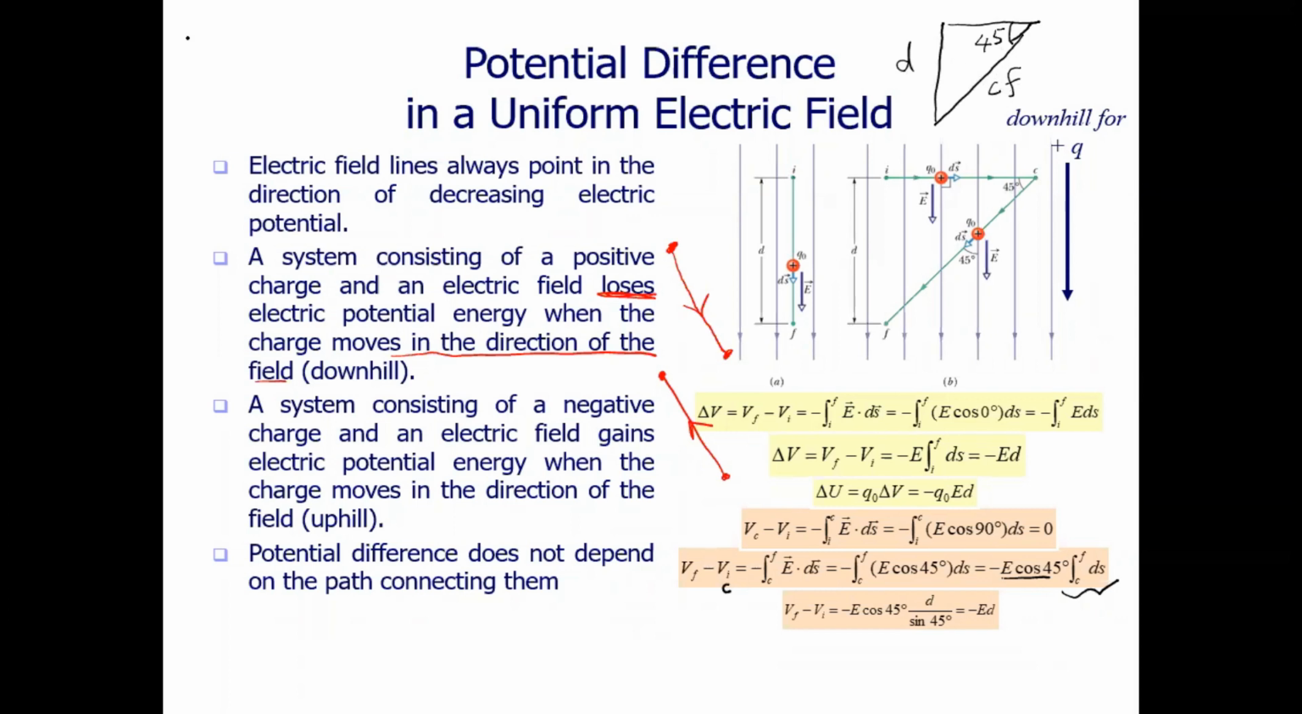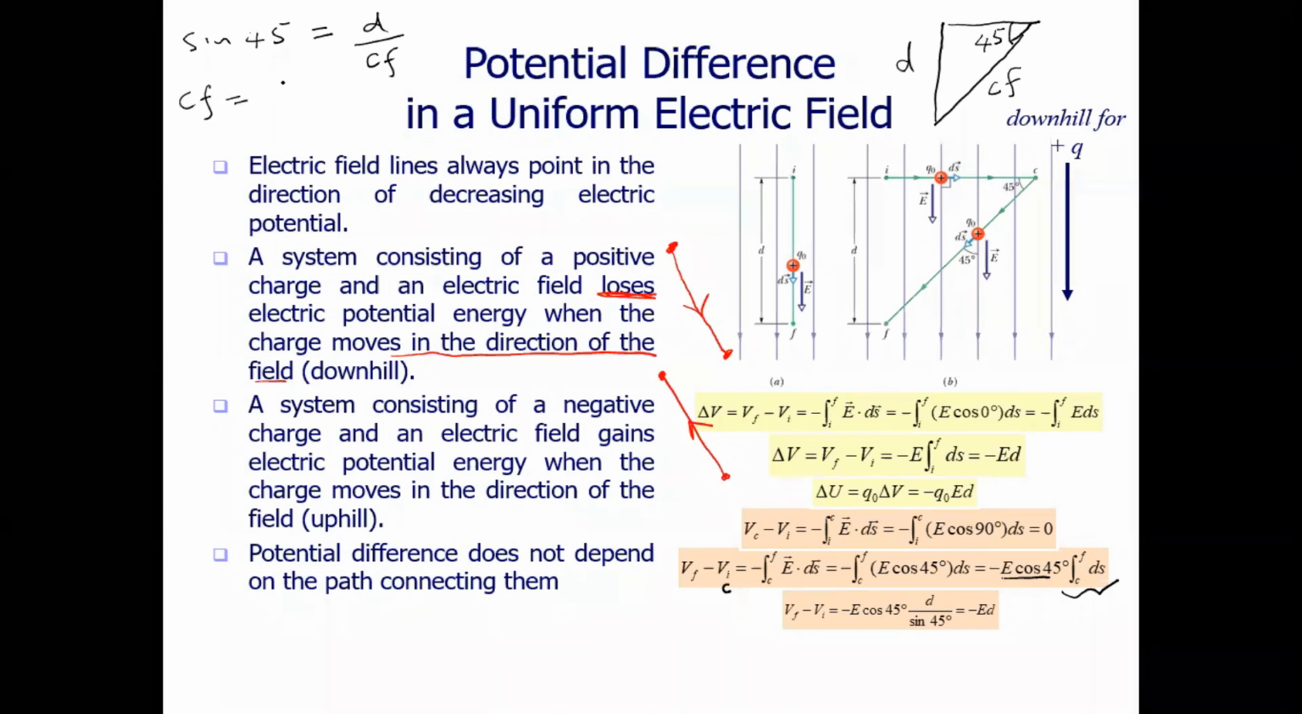So it's a sine. So I'll say sine of 45 must be equal to the opposite, which is D, and then the hypotenuse, which is CF. Okay, so remember what I want to find is this CF, which is the total distance. So it means that CF will just be equal to D over sine 45. So this integral here, I can just write it as D over sine 45.